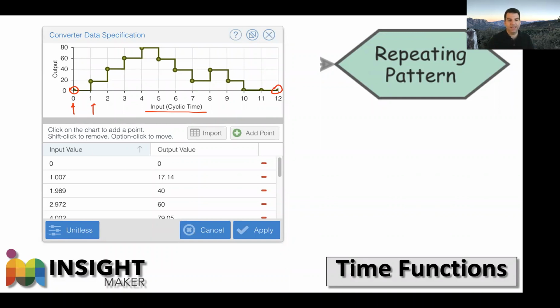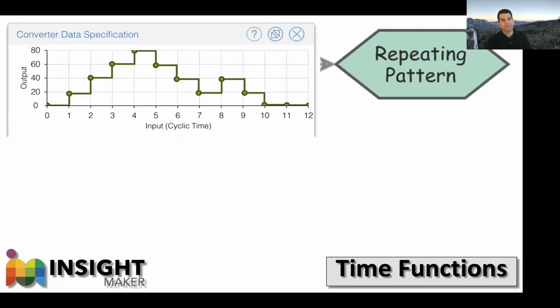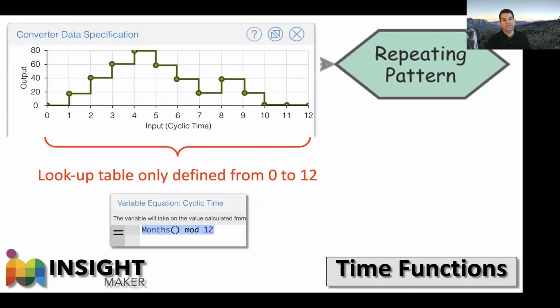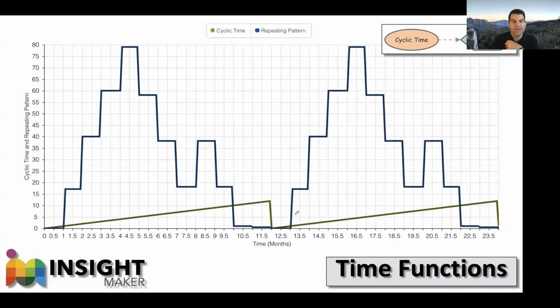So to show you that, if I were to take this lookup table here, so again, this is just stepping through this. The lookup table is only defined from 0 to 12, and that corresponds well because the modulo operator is only going to produce numbers between 0 and 12. And if I were then to simulate this whole thing, then I can see that I've simulated 24 months.